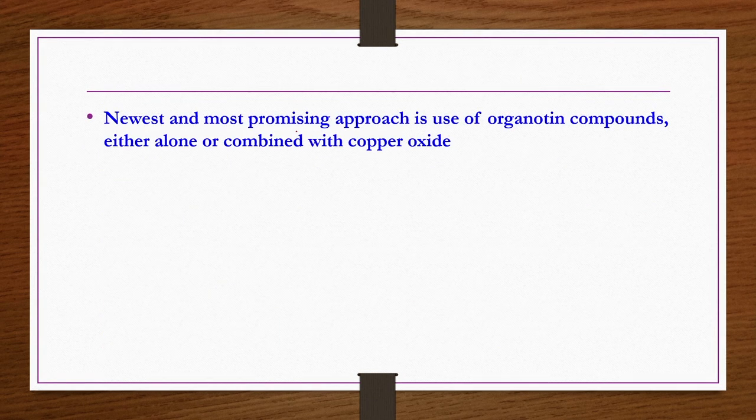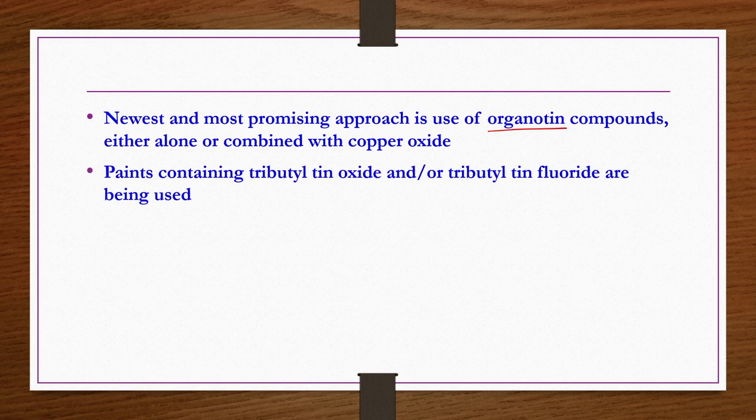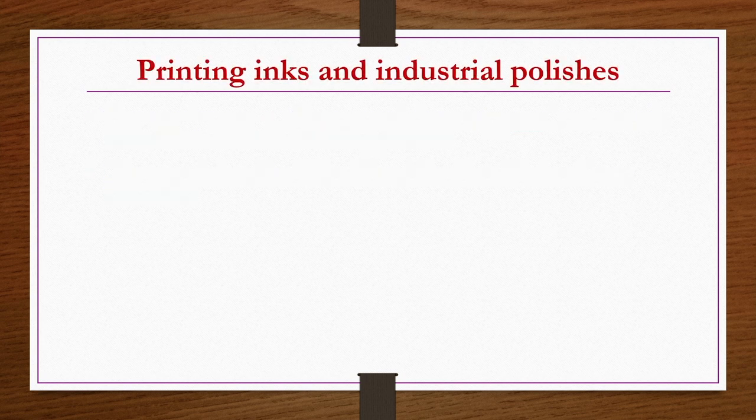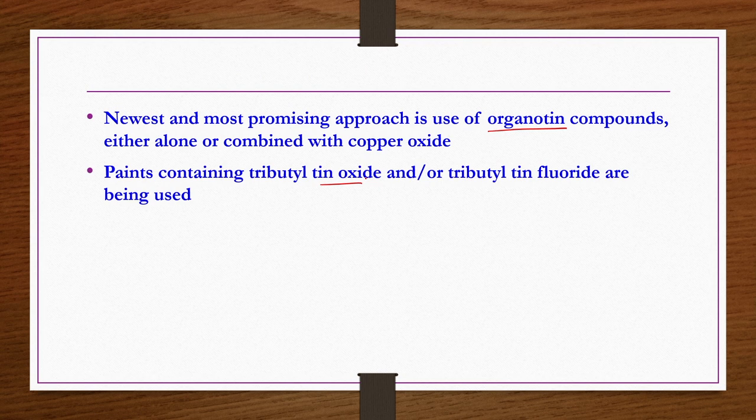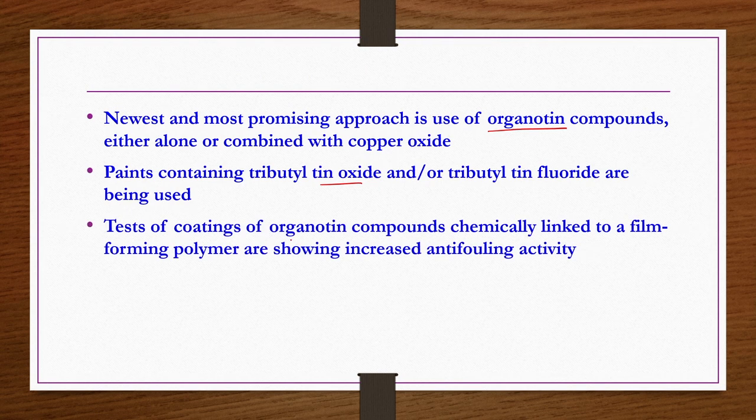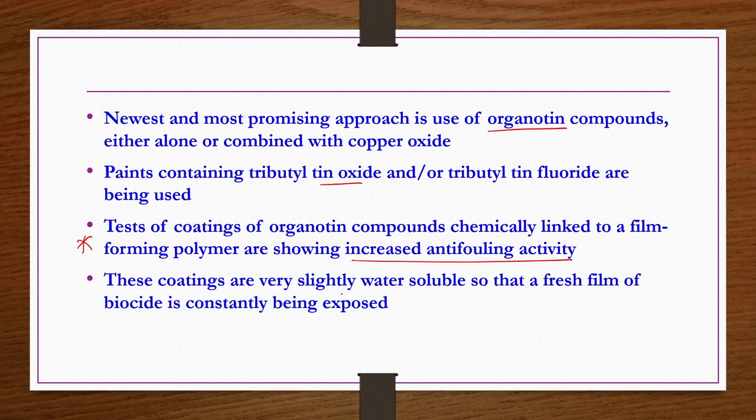Further, the newest and most promising approach is the use of organotin compounds either alone or combined with copper oxide. Paints containing tributyl tin oxide and or tributyl tin fluoride are being used. Tests of coatings of organotin compounds chemically linked to a film forming polymer are showing increased anti-fouling activity. These coatings are very slightly water soluble, so that a fresh film of biocide is constantly being exposed.